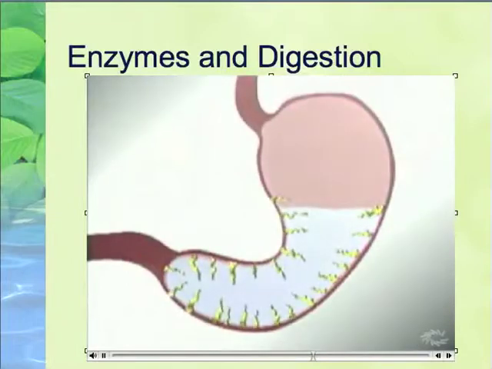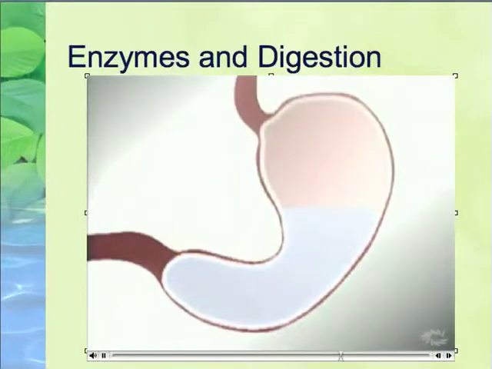The enzymes and hydrochloric acid in gastric juice are so strong that they could eat away the stomach wall itself. However, the walls of the stomach are coated with a lining of mucus that protects the stomach from the chemical. All right, we get the idea, I believe.